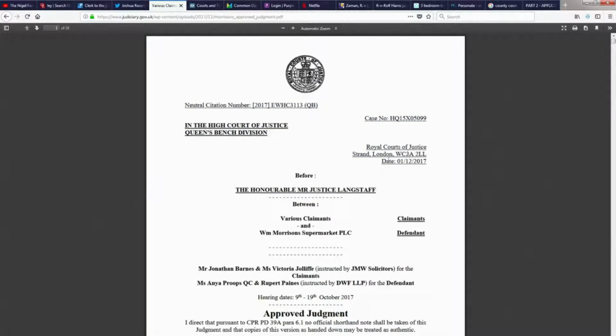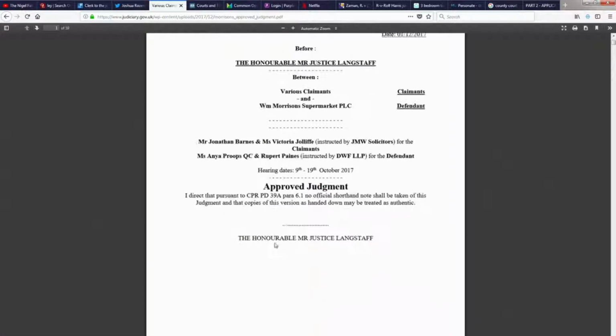They'd have the case number there. They'd have like the 2017 refer to the various claimants versus Morrison supermarket. So it would come up as the various claimants versus Morrison supermarket. And because of that, it kind of stuck out in my head. I thought, doesn't sound right to me. Let's have a look into this a little bit more closely.